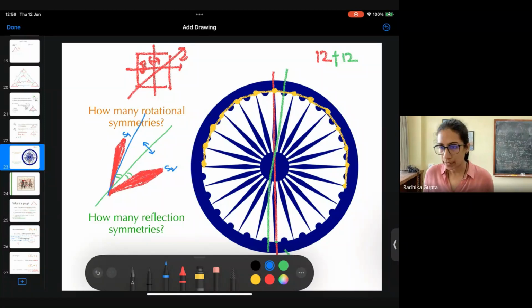Yeah, so like someone said 1/4 and 3/4. So then you won't be mapping spokes to spokes. For symmetries, you have to get the same object at the end.